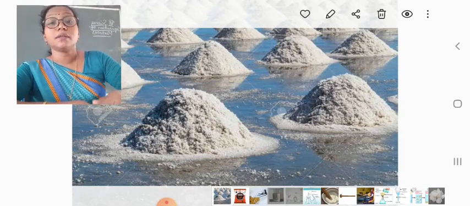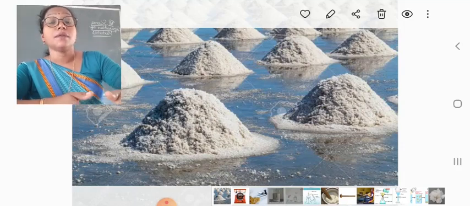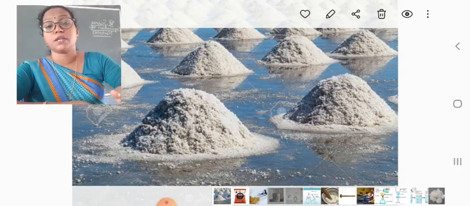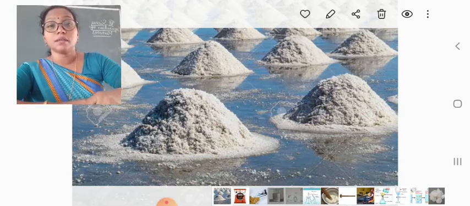So students, that is the process of evaporation that is used for separating a soluble substance such as salt from a mixture. So salt is made by the method of evaporation. Students, we have completed the methods of separation of mixtures in 3 videos. I hope you understood all the methods of separation of mixtures. Thank you.